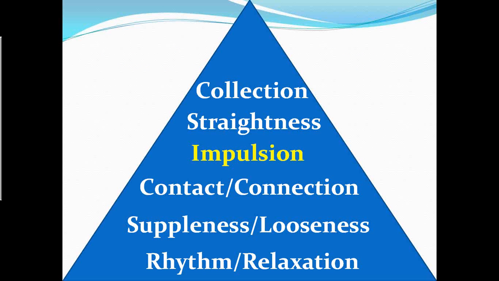So those three first steps, rhythm and relaxation, suppleness and looseness, and contact and connection, are important for any horse to learn. Any horse that's going to be a pleasure to ride or drive needs to have those components. Think of that as the horse's high school education. And the next three are part of his college education, starting with impulsion.